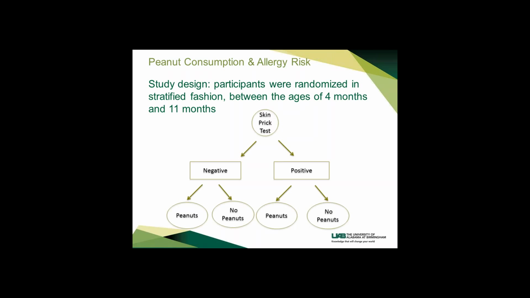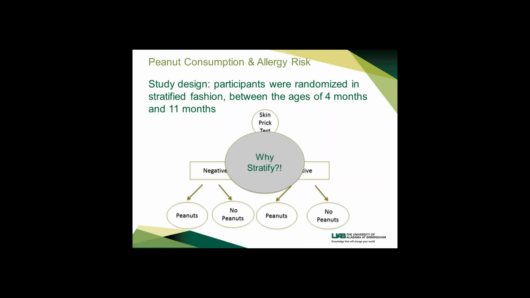The participants were randomized in a stratified fashion. The paper refers to this as 2 cohorts. They did a skin prick test. If it was negative, then they randomized them to receive either peanuts or no peanuts. If it was positive, then they also randomized them to receive peanuts or no peanuts. But they did this within the context of these 2 separate strata, okay? And there's a lot more detail in the study. For instance, within the positive group, they also did a more complicated allergy test, and they threw out people who already were exhibiting allergy to peanuts. So that aside, they stratified their randomization.